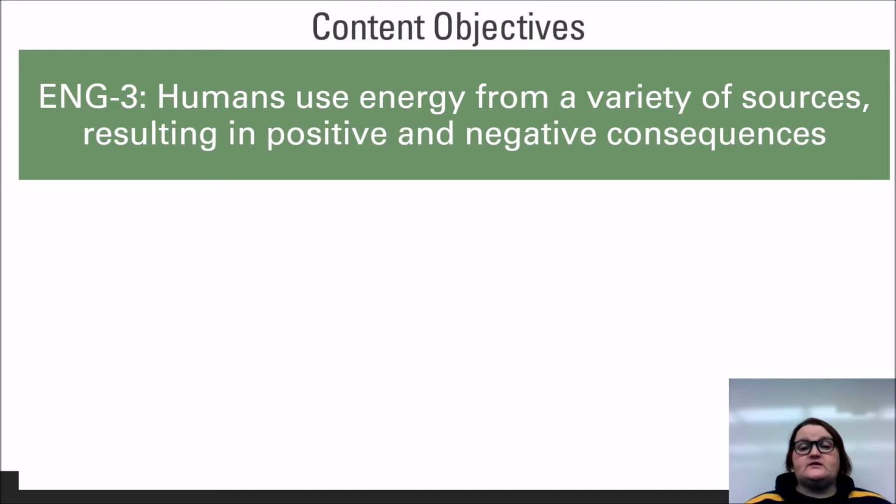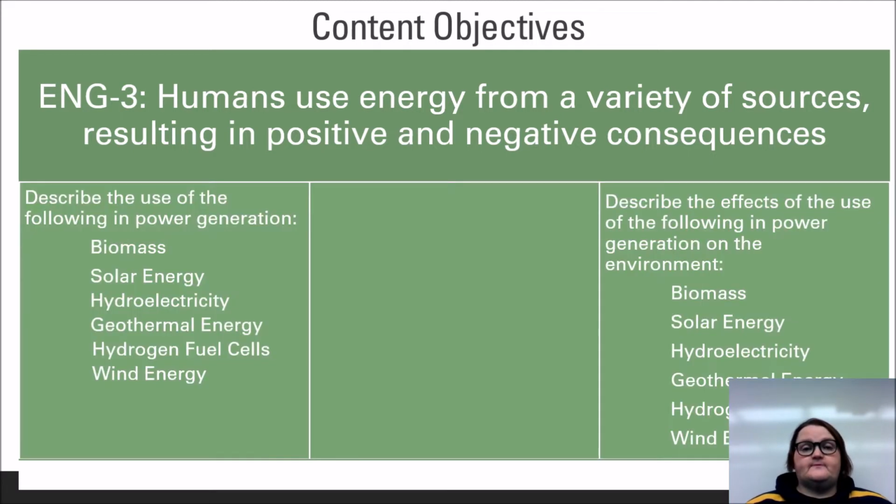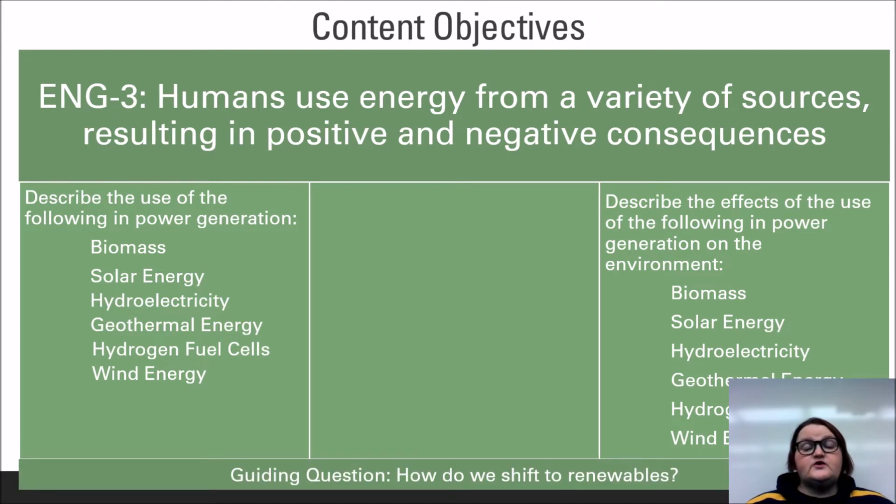This leads us to the content objective of understanding that humans use energy from a variety of sources, resulting in positive and negative consequences. By the end of this lesson, you should be able to describe the use of the following in energy generation: biomass, solar energy, hydroelectricity, geothermal energy, hydrogen fuel cells, and wind energy. You should also be able to describe the effects of each of these sources in power generation on the environment. This leads us to being able to answer our guiding question: how do we shift to renewable energies?